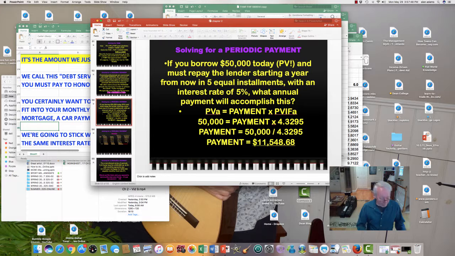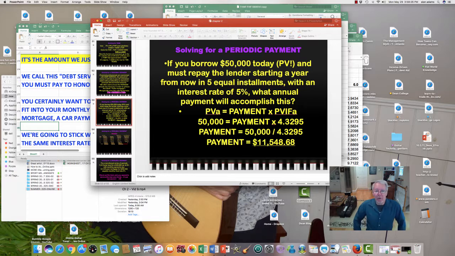So, here's an example. If you borrow, I'm not sure if this is the one in the book, let me make sure. Yes, you're going to borrow $50,000 today, a personal loan. You're going to repay it in 5 annual installments starting a year from now, right away. That's an ordinary annuity. And the interest rate is 5%. So how much do you have to pay every year to achieve a full repayment? So when you make your last payment, the debt is totally erased. We're going to use formula number 4. PVA equals the payment times the PVIFA from Table D. Plug the numbers in.